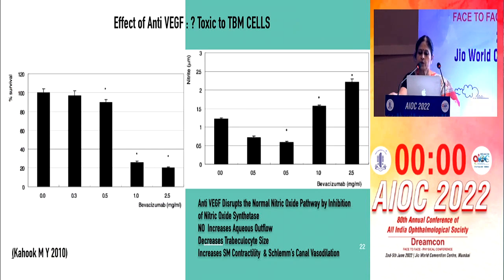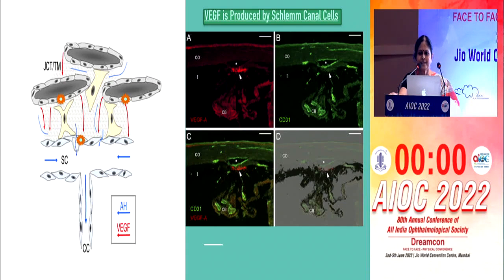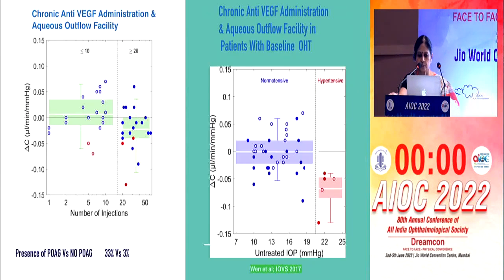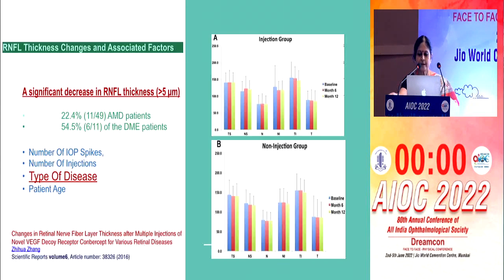The anti-VEGF that we inject into the eye has a direct toxic effect on the trabecular meshwork cells by reducing the action of the nitric oxide synthase. And VEGF is a substance which is actually produced by the Schlemm's canal, and it contributes to improving your facility of aqueous outflow. When you inject anti-VEGF into the eye, you may block this action of VEGF and thereby produce an increase in the intraocular pressure. Chronic anti-VEGF administration has hence been associated with a reduction in the facility of aqueous outflow, and also some amount of RNFL thickness changes have been seen, especially in diabetic patients who receive multiple injections.